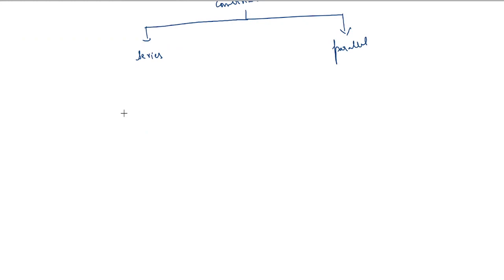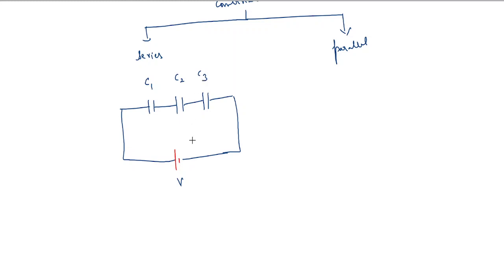In series combination, an example of it is given like this. I'll tell you what it means in a minute. Something of this kind. So here we've taken three capacitors and let these capacitors be connected to a battery which can provide a potential difference of V. Let us call these C1, C2 and then C3.